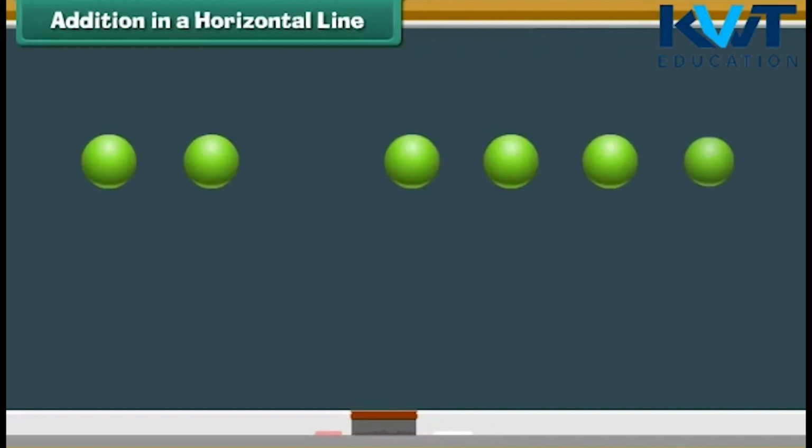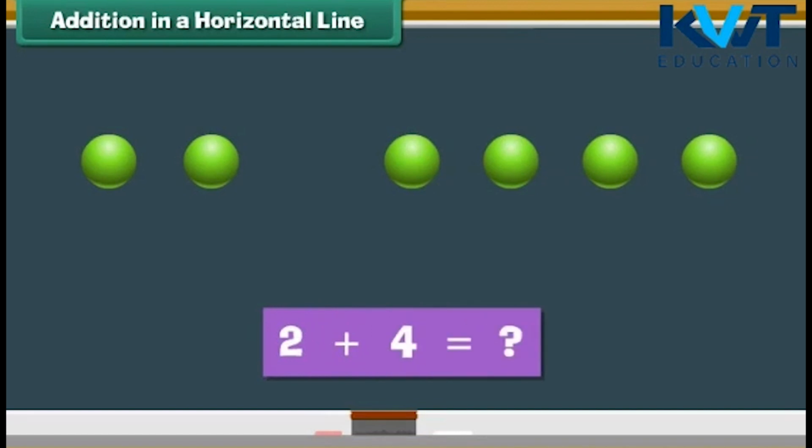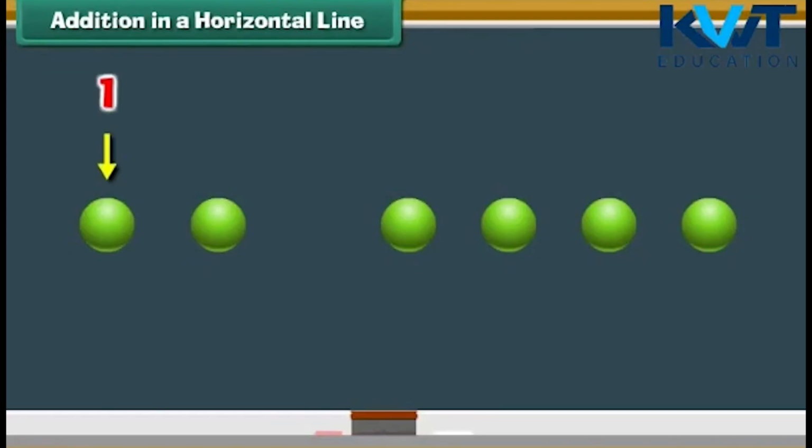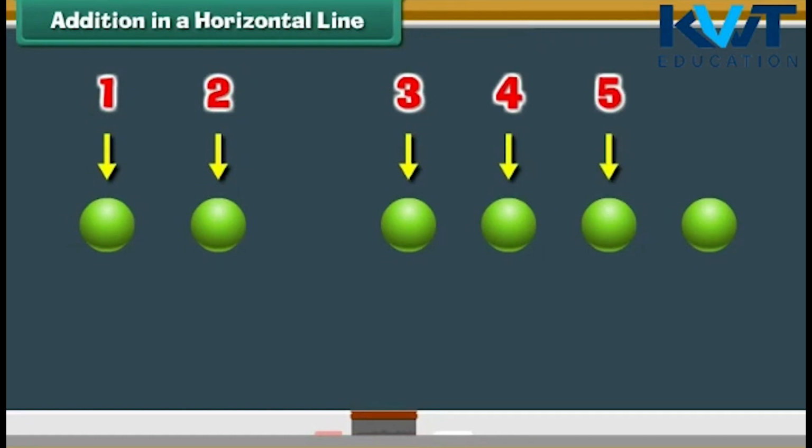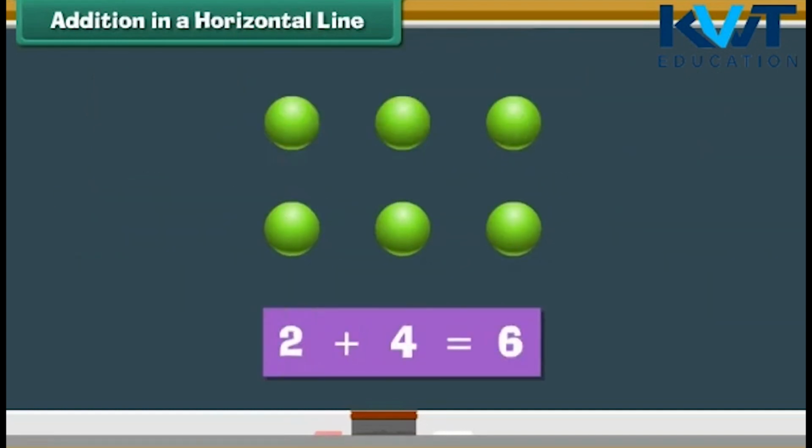Addition in a horizontal line. Let us now use dots to add numbers horizontally. Look at the screen. There are 2 dots on the left and 4 dots on the right. What is 2 plus 4? Count the total number of dots on the screen. 1, 2, 3, 4, 5, 6. Therefore, 2 plus 4 is 6.